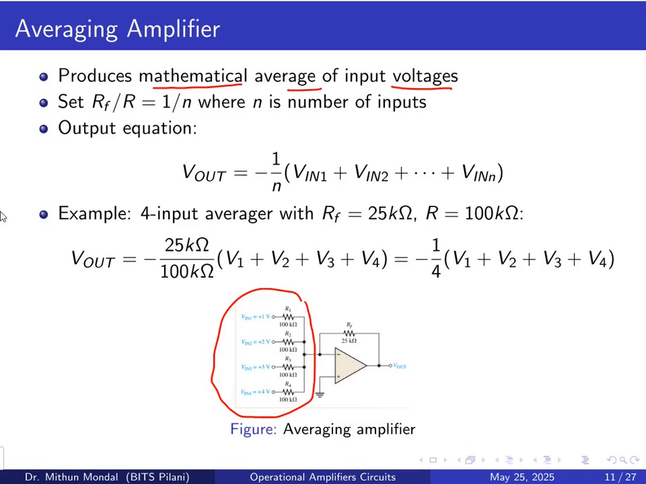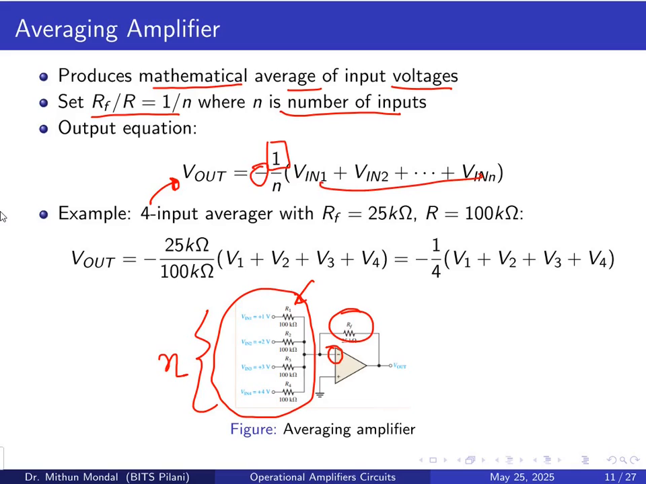voltages. So here again we are connecting the inputs at the inverting terminal of the operational amplifier, and let us take RF by R equal to 1 by N, where N is the number of inputs. So here the number of inputs that we take is N, and the feedback resistor by the resistor of the input circuit will be equal to 1 by N. Then in that case, the output that we get is minus 1 by N, instead of R, and the sum of all the voltages.